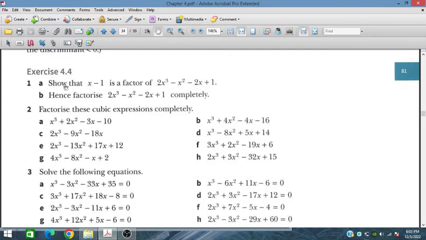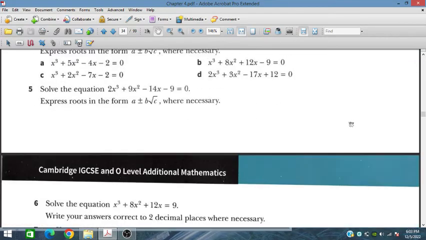In part 1, show that x minus 1 is a factor of this. We have to prove that this x minus 1 is a factor of this, and hence factorize this completely. So one of the factors has been obtained. If it is a factor, then this cubic equation becomes a quadratic by the division of this by x minus 1. So we will see this and factorize this cubic expression completely. So let's start 4.4.